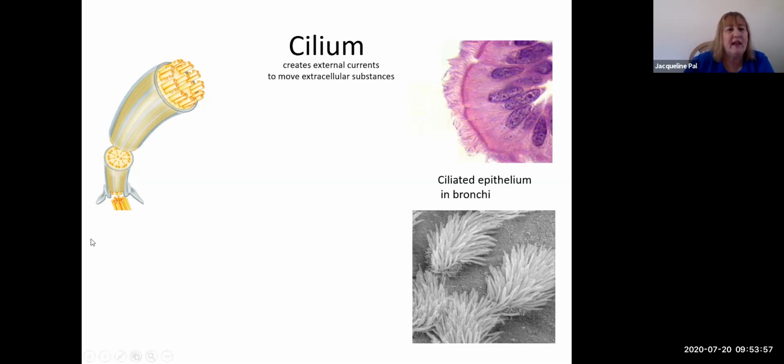And a cilium basically is a projection from the surface plasma membrane, and it sticks out, and basically it's plasma membrane surrounding a bunch of microtubules. And so these are the structure. And so a bunch of these together are called cilia. So you won't hear me talking about cilium, you'll hear me talking about cilia because that's the plural form.